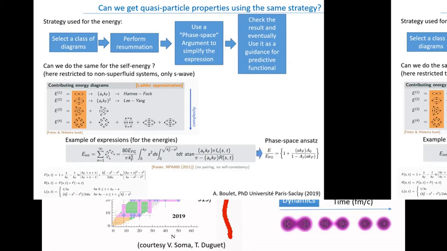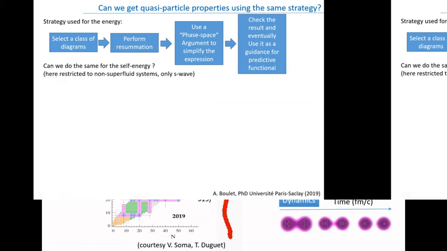So what we did, okay, we start from this, and then what we get here is essentially, so this is the energy, which is an integral of the self energy. So for the energy, the phase space was just to replace this by something like this. Can we do the same for the self energy? Well, it was a bit complicated.